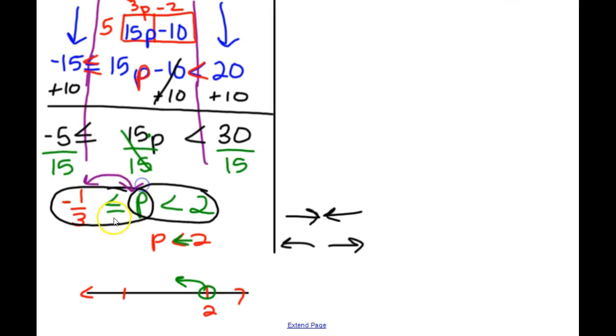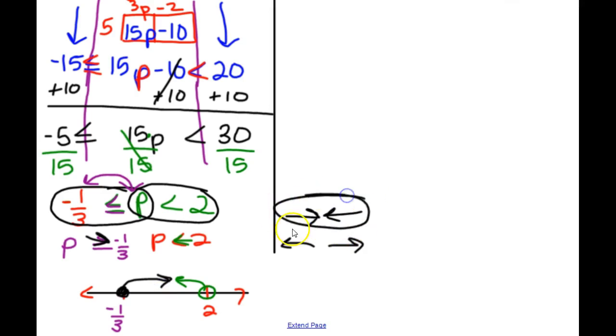So we need to flip-flop these around and flip our symbol. So flip the symbol. Now we have p and negative 1/3. So this one's a closed circle, and we flipped it, so now it's pointing to the right, which is this. They're pointing together. This is what we call an AND statement. And remember, this one is an OR, because it's one side or the other side.